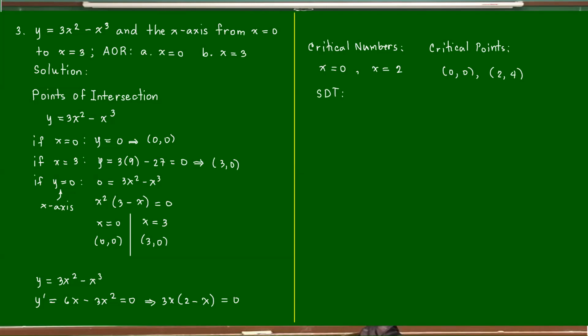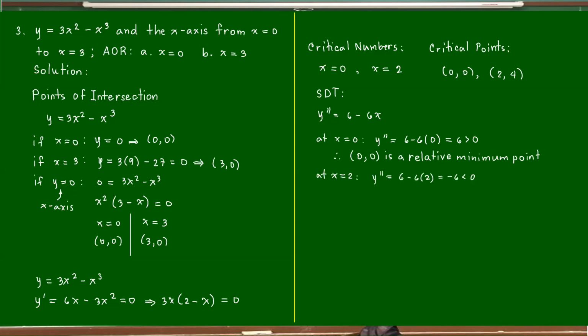So let's see. Let's use second derivative test. Y double prime is equal to 6 minus 6x. When x is 0, y double prime is 6 minus 6 times 0, 6. That is equal to 6, greater than 0. Therefore, 0, 0 is a relative minimum point. When x is 2, y double prime is 6 minus 6 times 2, that is equal to negative 6, less than 0. So 2, 4, therefore, is a relative maximum point by second derivative test.